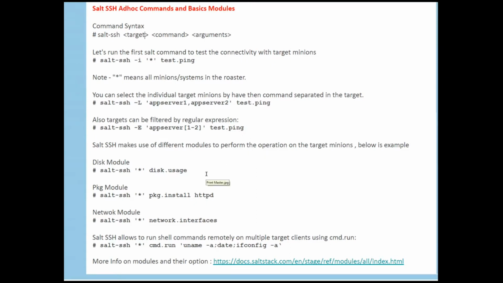And I have listed a couple of other basic modules. For example, if you want to check disk usage on target machines, simply run salt-ssh '*' disk.usage. Disk is the module, usage is one of the functions inside that module, which will tell us how much space is utilized. Package module example: salt-ssh pkg.install. Pkg is the module, install is the function, httpd is the package name. For the network module, you can do it this way: salt-ssh '*' network.interfaces.